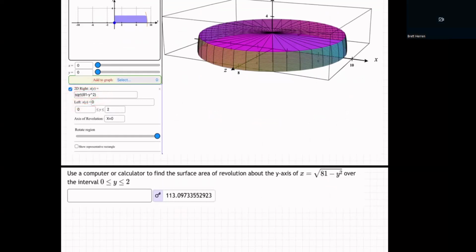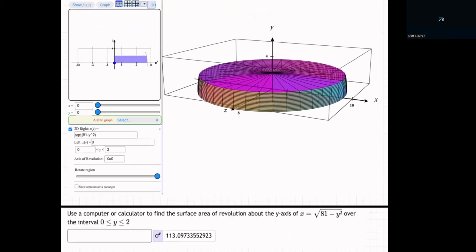That's the right edge. The left edge is 0. You can see the graph. It's going from here, a little part of a curve, back to there. And then I rotated it around the y-axis. We get that disc kind of shape, and we want the surface area of that whole shape.